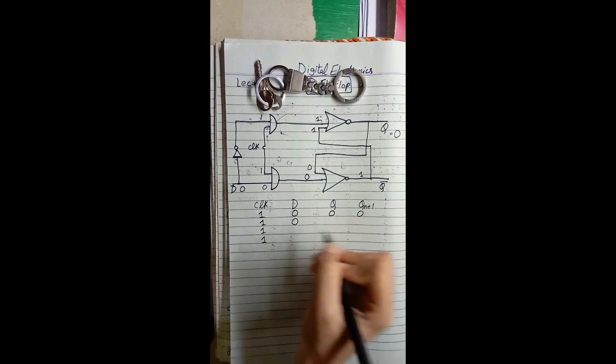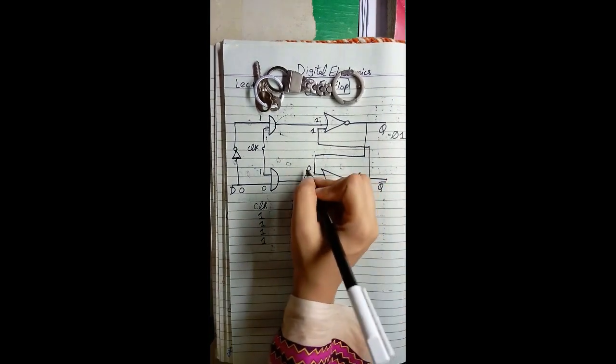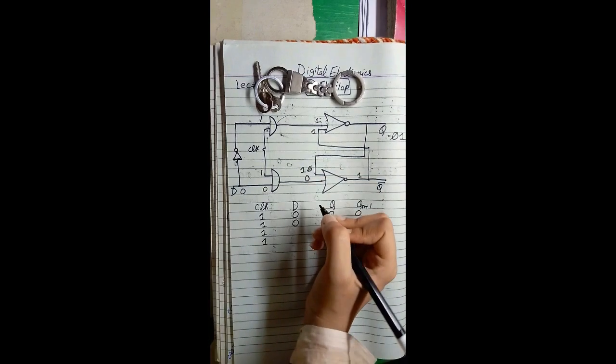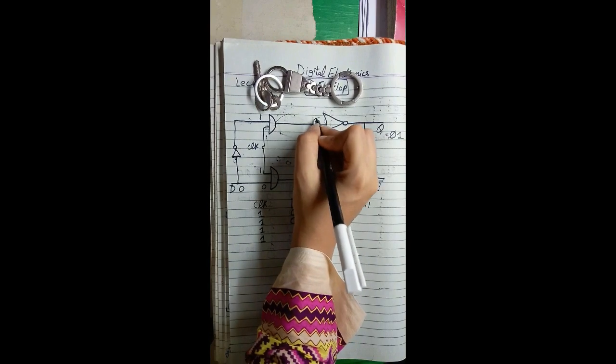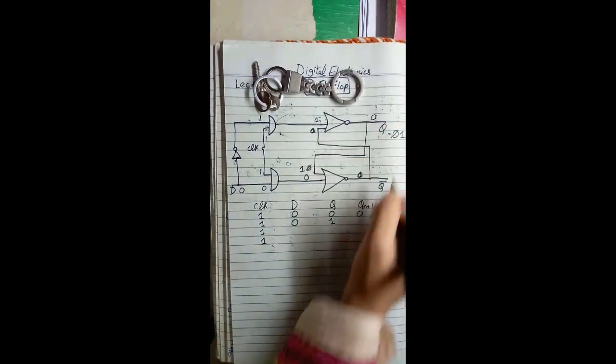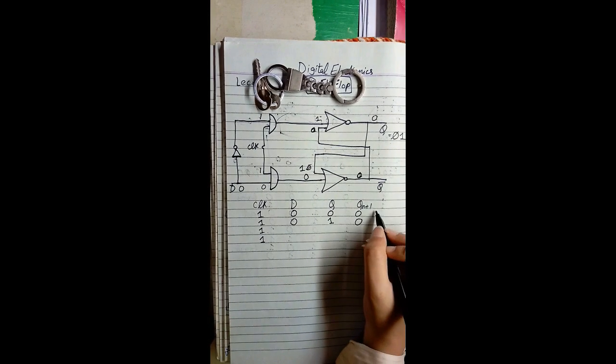Now we are taking D as 0, but Q as 1. We are taking the Q as 1. So when we have 1 here, it will give us 0. This 0 and this 1 will give us again 0. We will have 0 in this output also. This is our reset state.